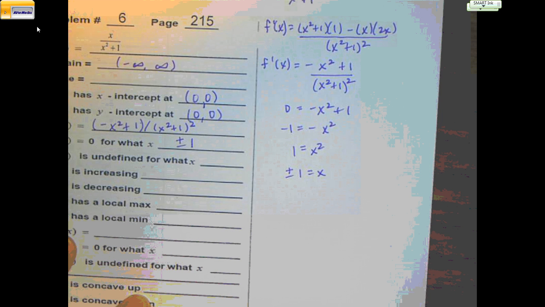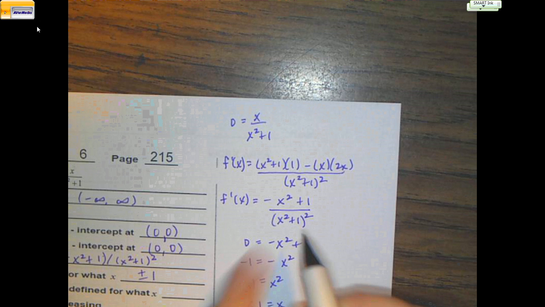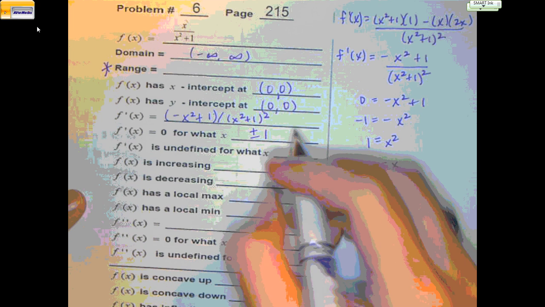Then it says the derivative of f of x is undefined for what values of x? What's going to make that thing undefined? And is that bottom ever going to be 0? Nope, not in this one. So none.